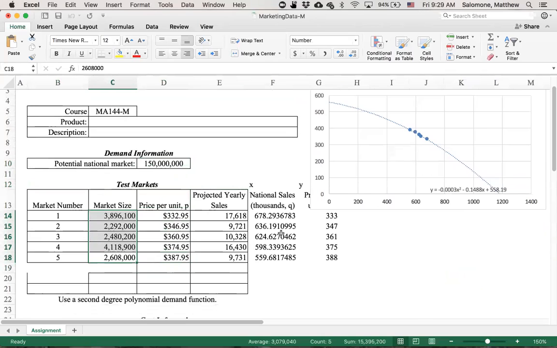So the first task in Decision Report 1 was to scale up the size of the sales in each of your test markets to predict what would be the sales in the national market for each of those price points. So you did some proportional reasoning to scale those up to figure out what are the actual quantities in the national market that would sell at the various price points that you were charging.